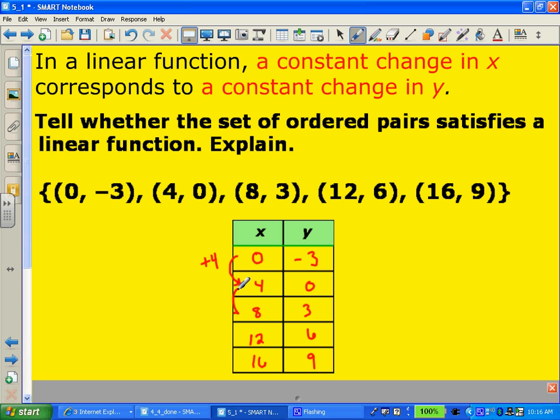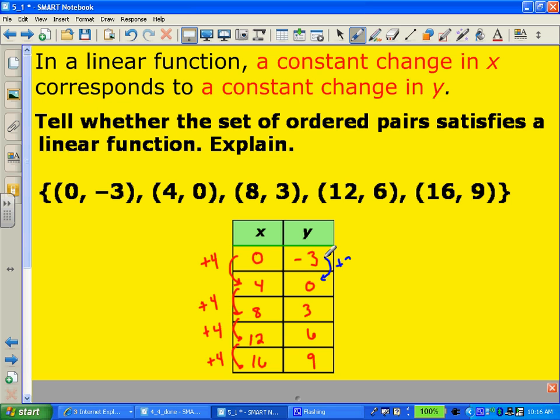So notice this is plus 4. This is plus 4. This is plus 4. And this is plus 4. So notice that the change is the same all the way down. That's what we call a constant change in x.